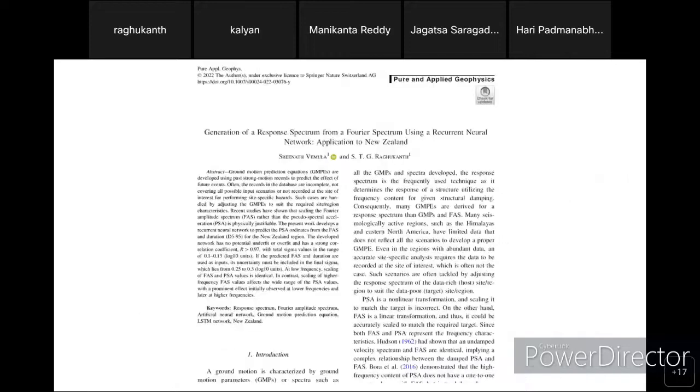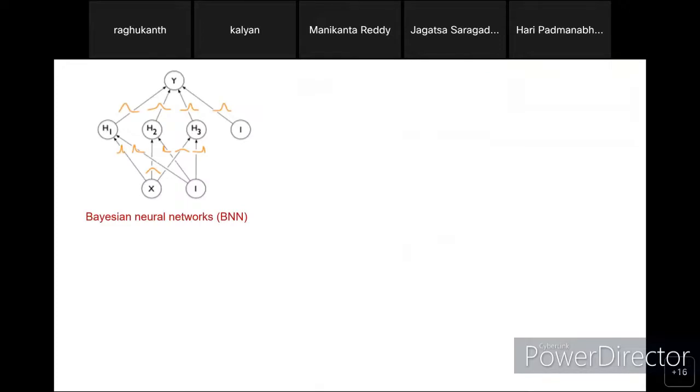Okay, so this paper is also available online, and it has recently been published in Pure and Applied Geophysics. So this paper is also available from our Google Scholar or even our ResearchGate website. So you can download these articles, okay? If you are interested in this network also. So that is LSTM.